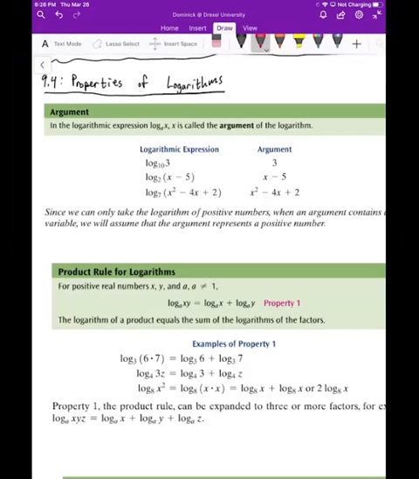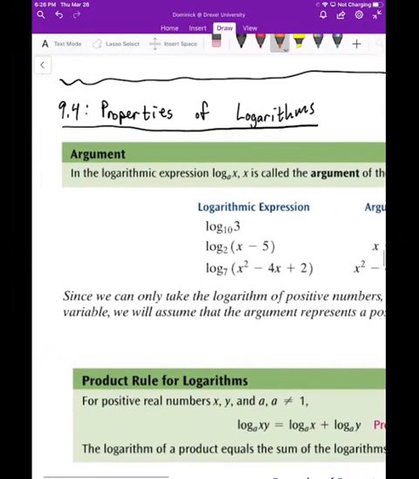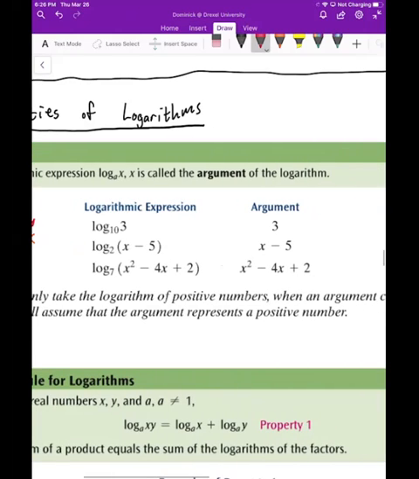So just one vocabulary thing to take care of is what we mean when we say the argument of a logarithm. If you're looking at a logarithmic expression, you typically have something like log base a of x. Whatever that x is, whatever the thing is of the logarithm, that's what we call the argument. You can think of it as the inside of a log. So that's an argument of a log.